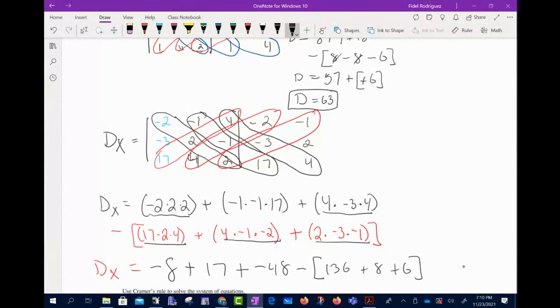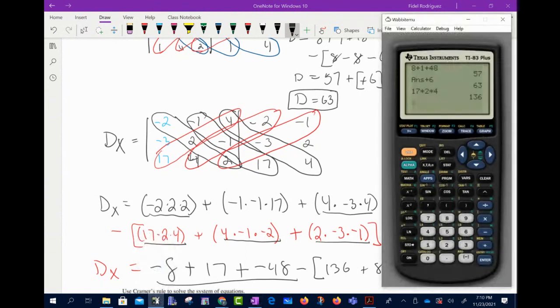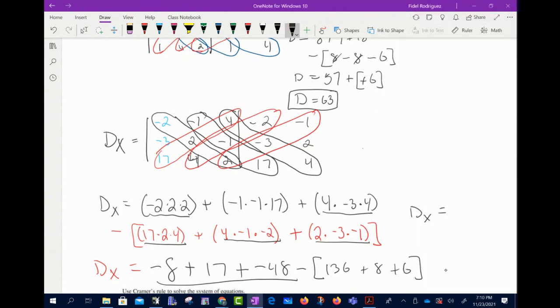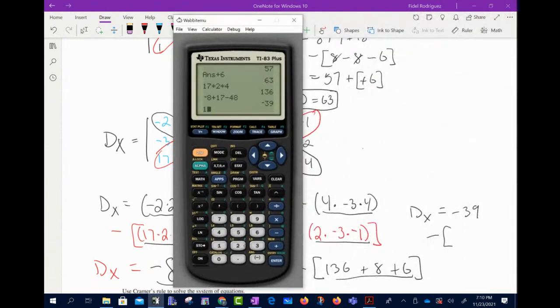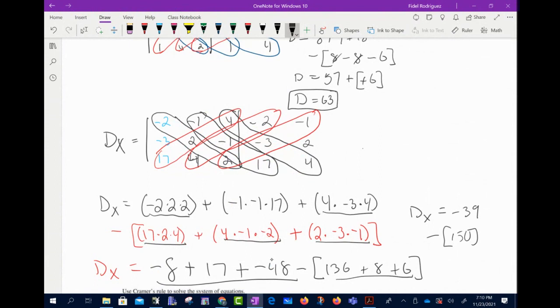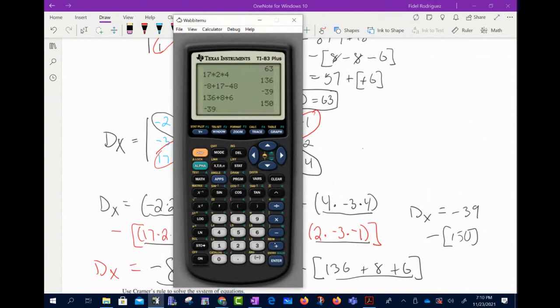Okay, and so now I'm going to start combining these numbers here. So let me see, -8 plus 17 minus 48 is -39. Then -39 minus, I can add these guys all up together because they're all positive: 136 plus 8 plus 6 is 150. And then -39 minus 150 should be -189.